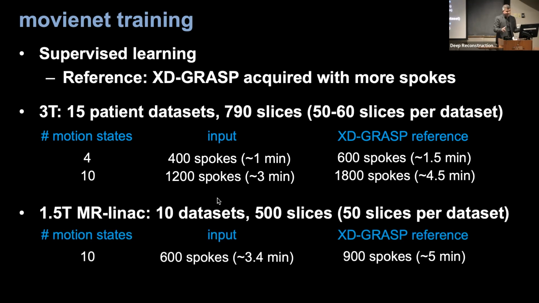And then we're also going to train another network particularly for the MR-Linac. This is for radiation therapy applications, using 10 data sets. In this case, the network is performing 10 motion states. The input was 600 spokes, about 3.4 minutes. And the reference was reconstructed with 900 spokes. That took about 5 minutes, okay?